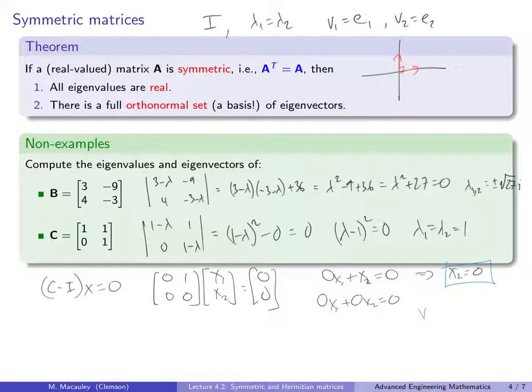So we only have one eigenvector, let's call it v1. x2 is 0, and x1 is anything. Since we always do this up to scalar multiples, we can put a 1 right there. And that is our only eigenvector. So now we don't have a full set of eigenvectors. A basis of eigenvectors, we would need two of them, and we only have one. So these are two examples of non-symmetric matrices, and both are examples of how one of these conditions will fail.